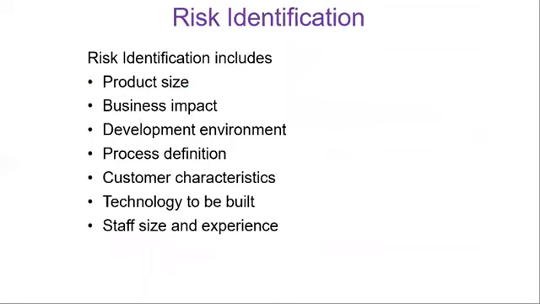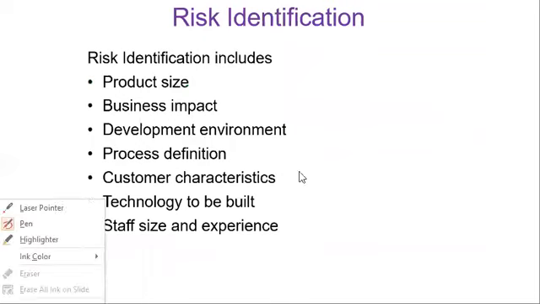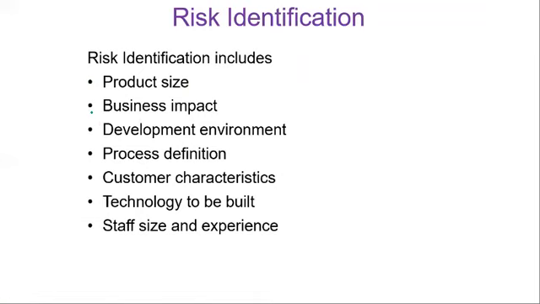Then risk identification includes a few steps. It is going to focus on the product size, how it is going to impact your business, in what environments the project is being developed, what the definition of the process is, how the customer characterizes the different software, and based upon what different technologies you're building the software, whether those are newly used technologies, and how many people are assigned to complete the project. That is your staff size and experience.